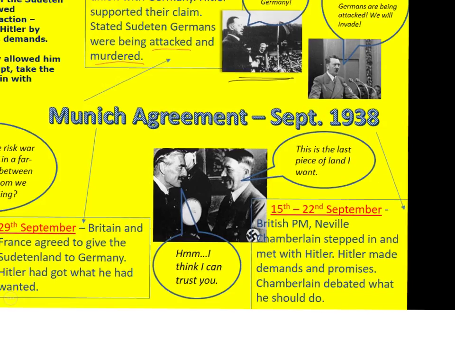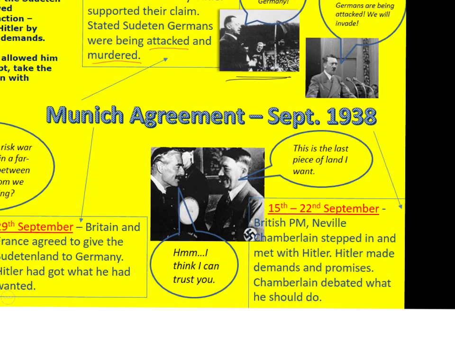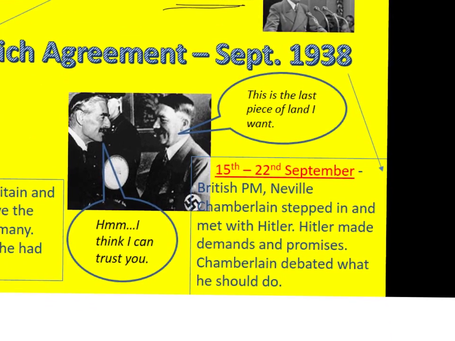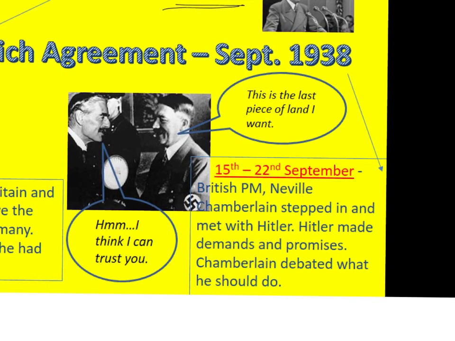Now, at this point, Britain got involved. And it's halfway through September. The British PM, this gentleman here with the moustache, speaking to Adolf Hitler, was called Neville Chamberlain. He was Prime Minister at the time, and he stepped in to think, whoa, we've got to calm this down. We don't want a war. We've got to sort this out. And following what they'd done previously with the Rhineland and Austria and rearmament, they decided to talk to Hitler to try and sort it out without violent means happening.